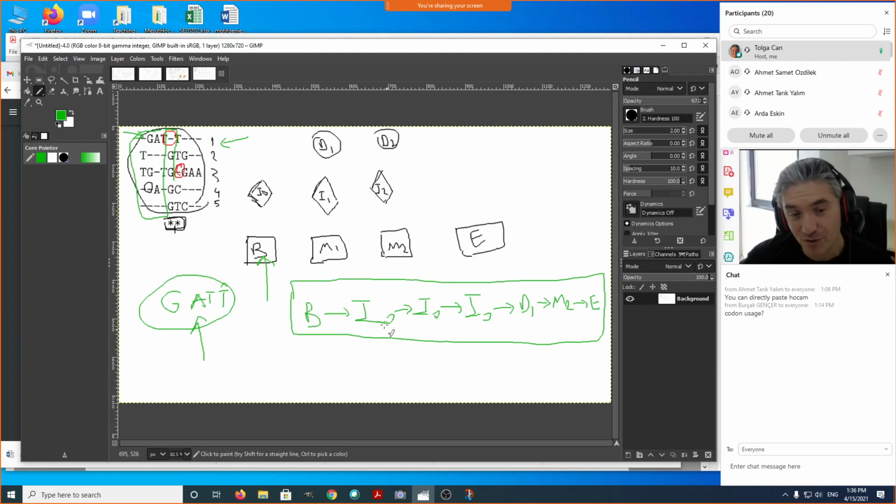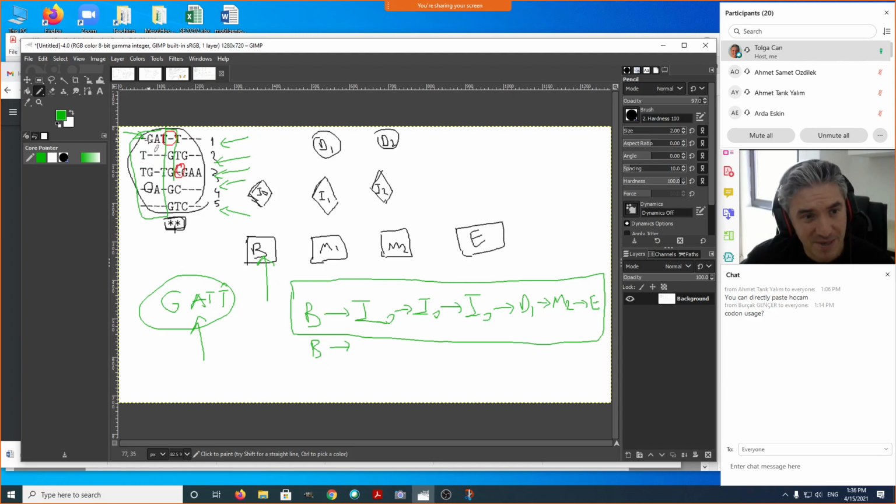In order to compute these transition probabilities, you write the sequence of states visited by all these 5 sequences one by one. Then I look at this. From the begin state, how many of them go to I0? How many of them go to match 1? How many of them go directly to the delete state? Is there anybody who goes to delete directly from begin? No.